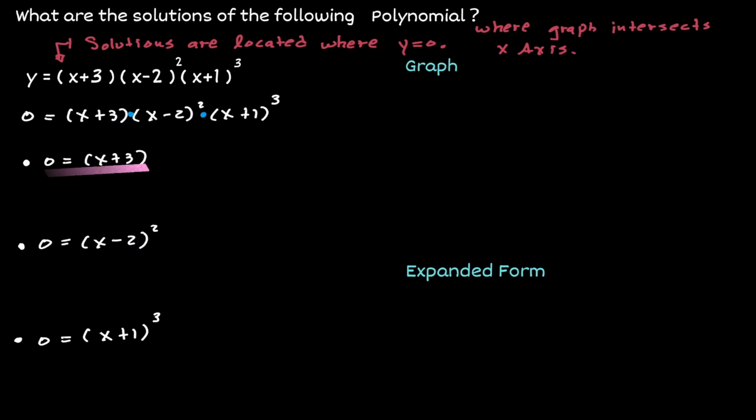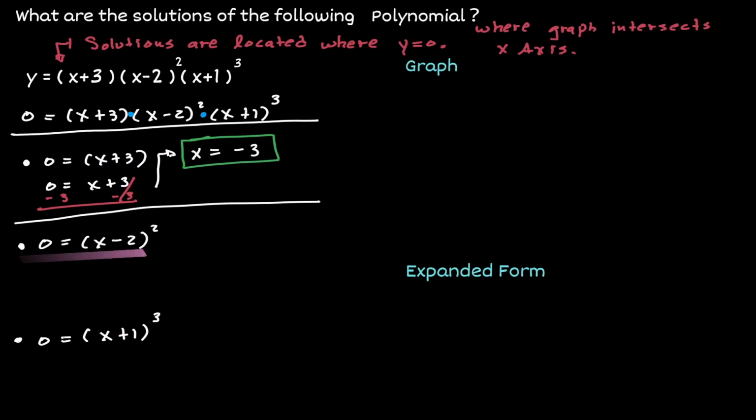Now we can solve individually. Within the first equation that we have created, we can drop the parentheses, and then we can subtract 3. So now we have one solution, and that is when x equals -3.